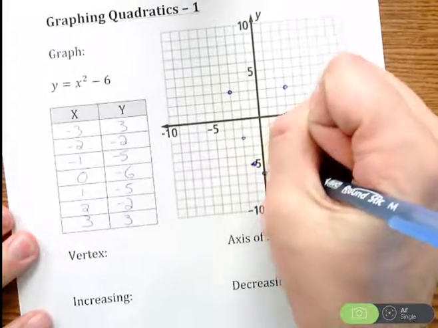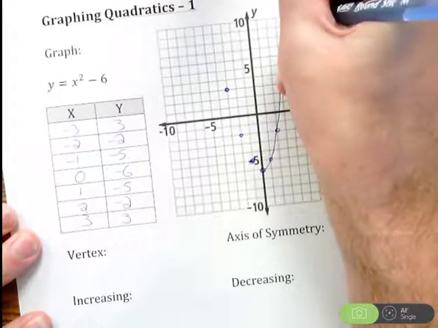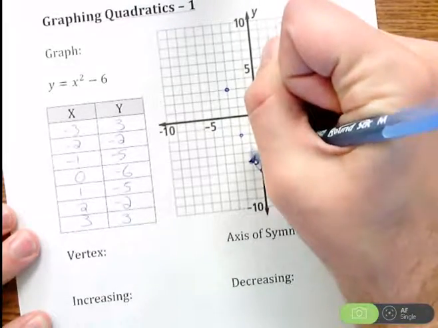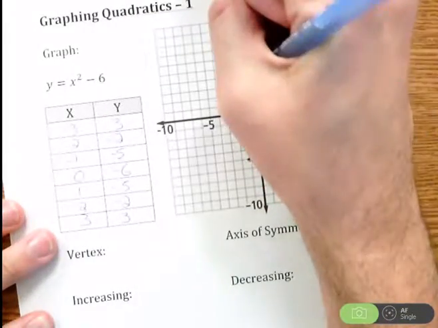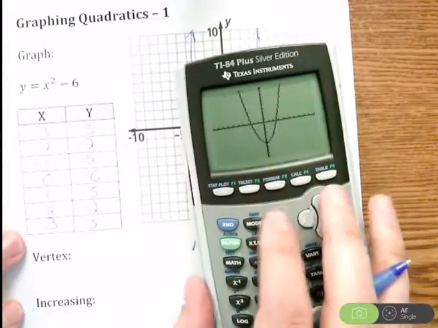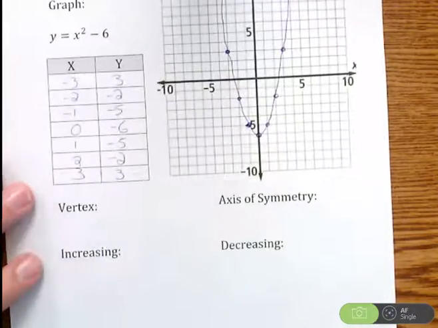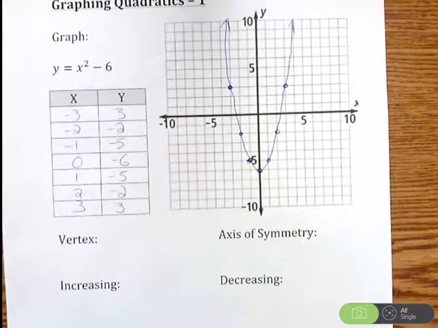So what I'm going to do is come in here with my pen, and trace along and make my parabola go all the way to the edge of the graph. And a good check there is what I have on my paper should resemble what I have in the graphing calculator. Now I have a few follow-up questions here.